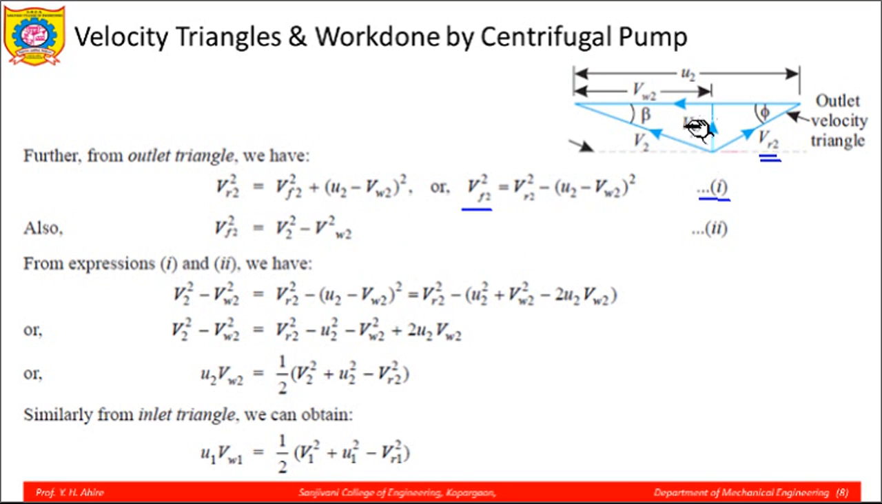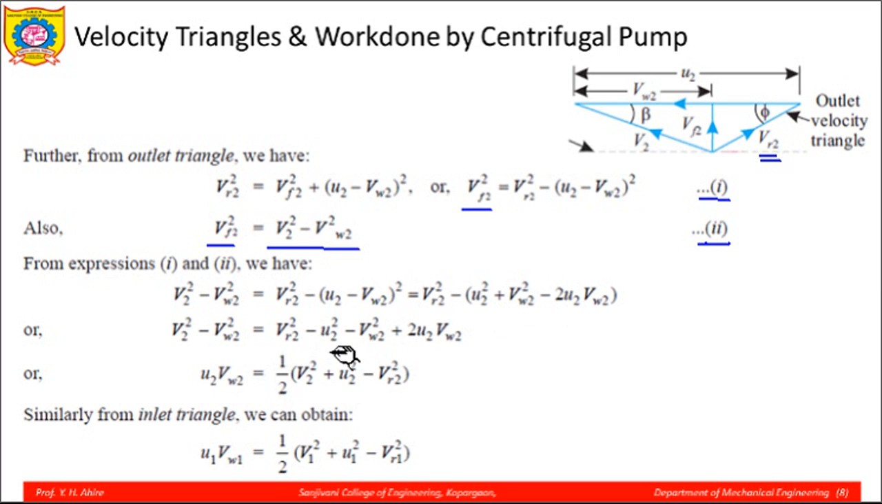Also from the same OVT you can write VF2 square equal to V2 square minus VW2 square, from the Pythagoras theorem. Let us call this equation number 2. Comparing these two, we can write V2 square minus VW2 square equal to VR2 square minus (U2 minus VW2) square. Then expand the bracket: VR2 square minus (U2 square plus VW2 square minus 2 U2 VW2).